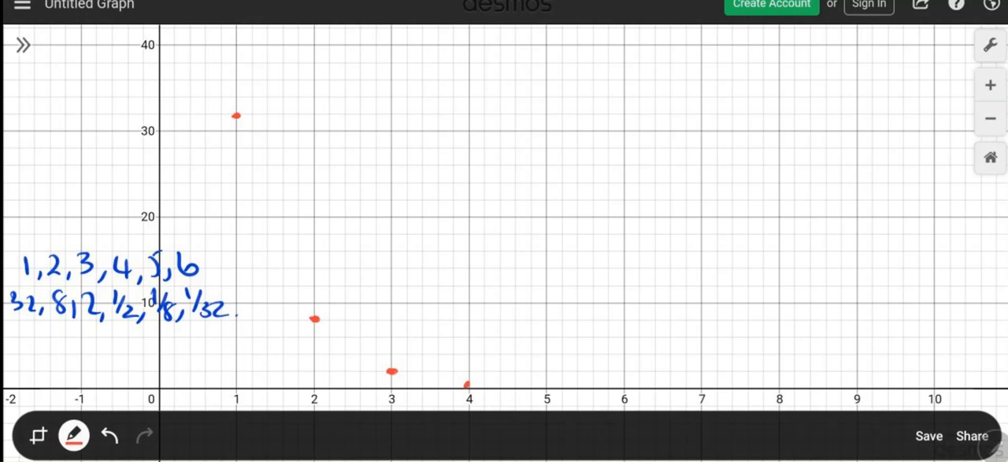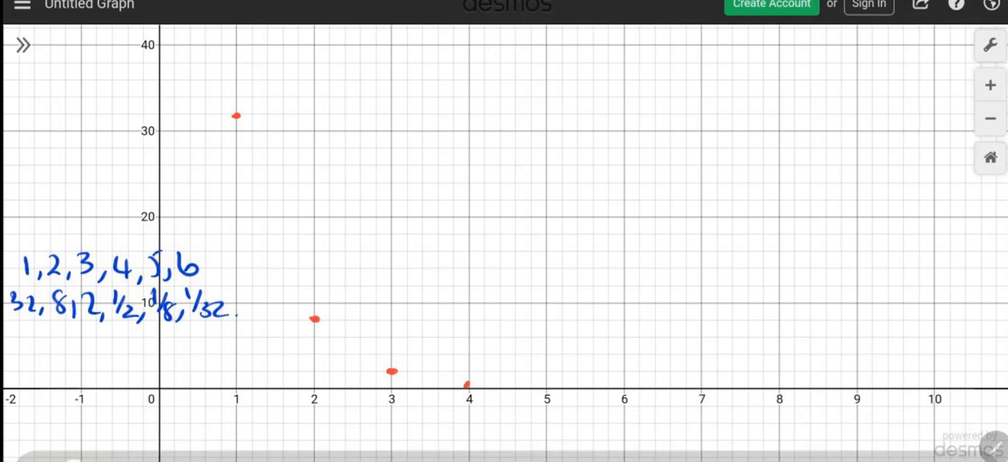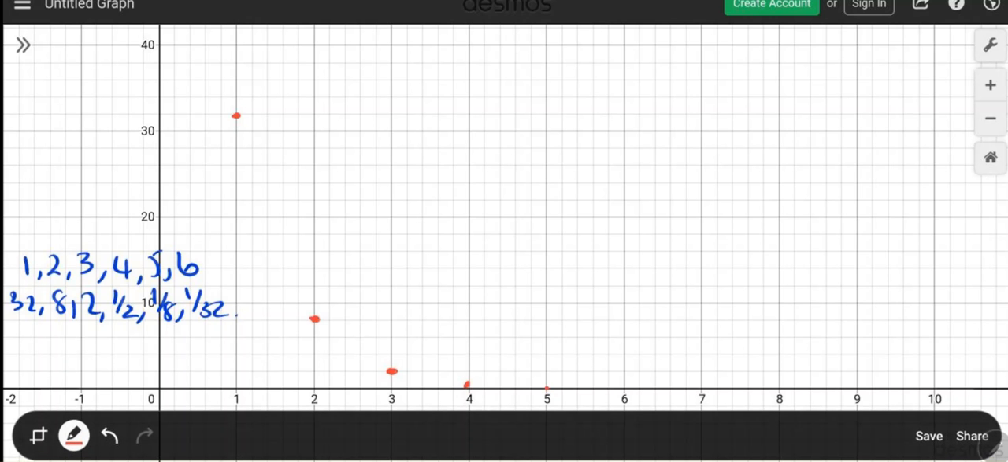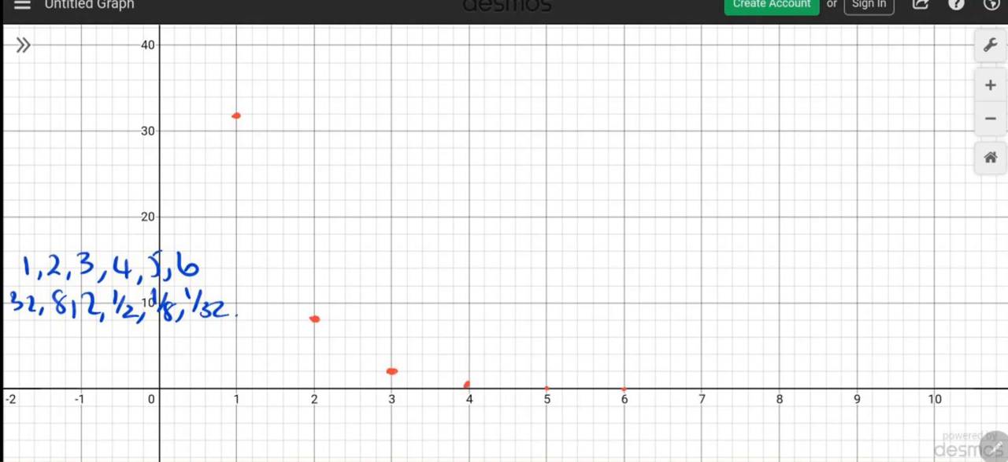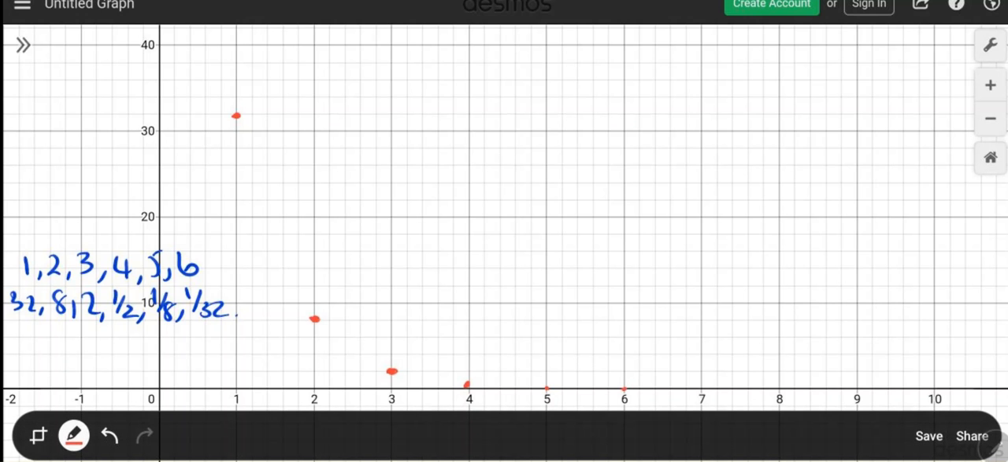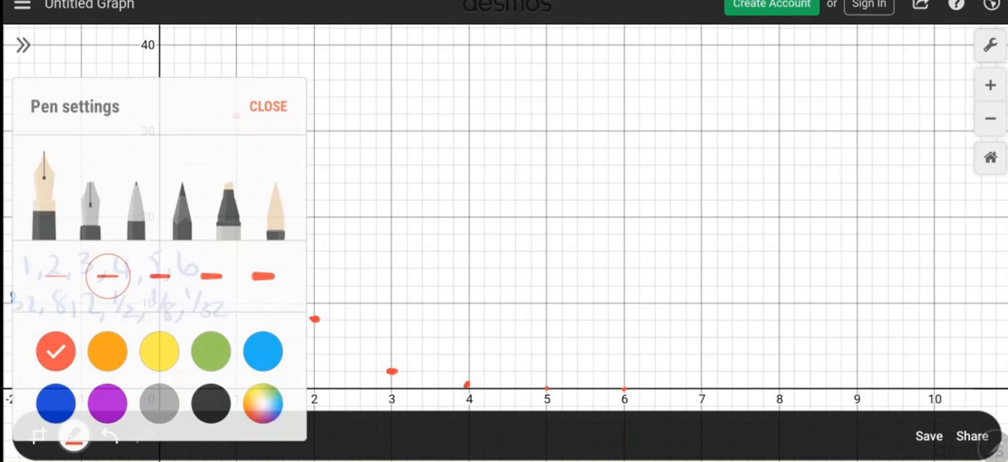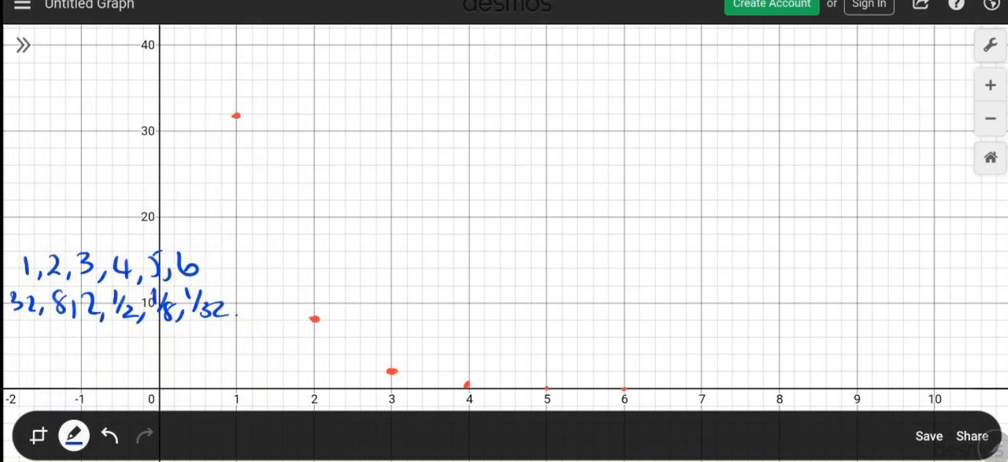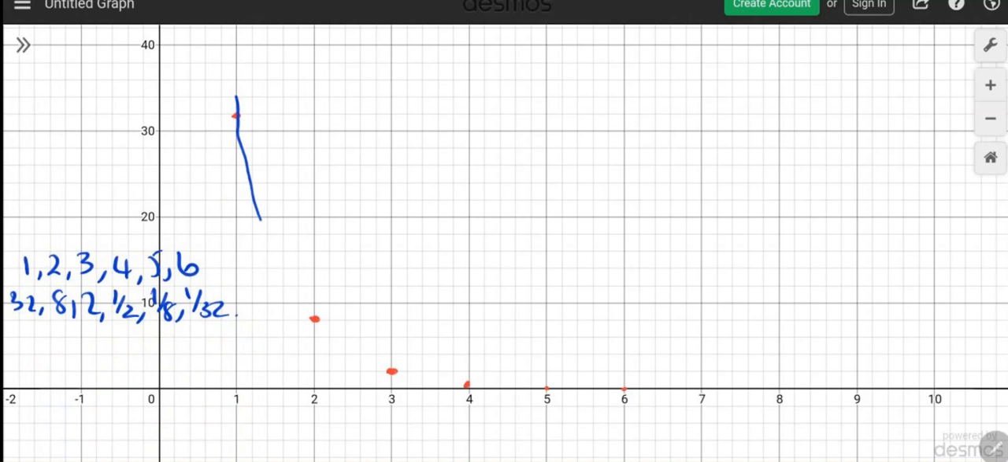The fifth term is an eighth, so this is going to be even smaller. And the sixth term, 1 over 32, again, very small. And this would continue. So our graph looks like it is an exponential graph, which I'm going to try and draw.